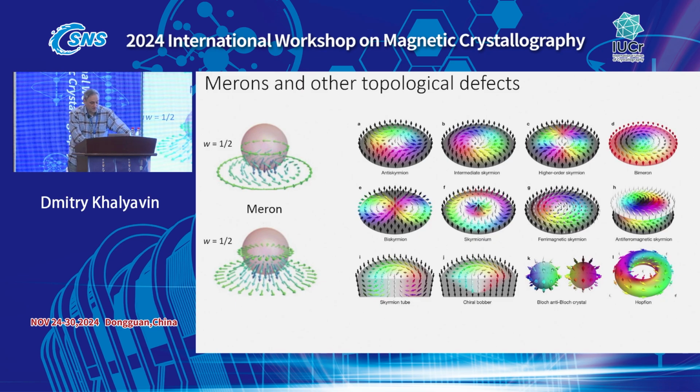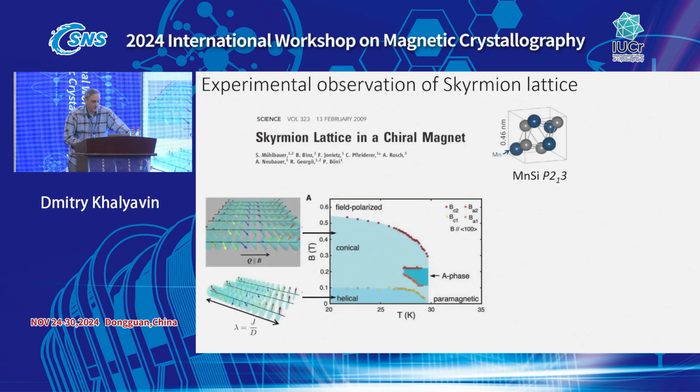So all this is very nice, these objects are very beautiful, but the real excitement in the field came in 2009 when a group from Munich discovered experimentally the skyrmion lattice in manganese silicide.